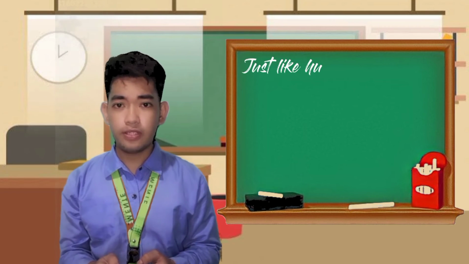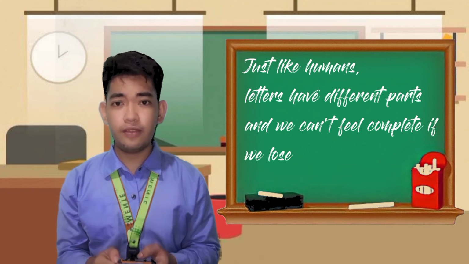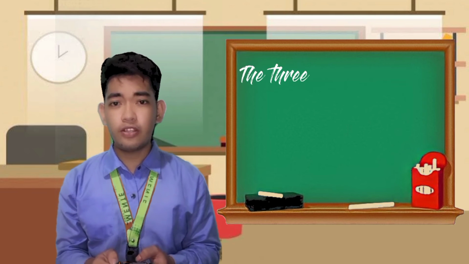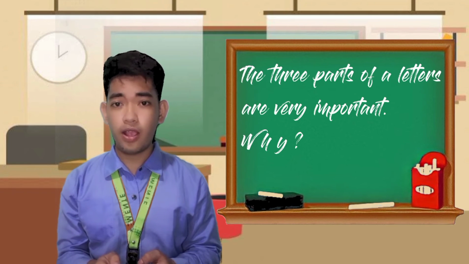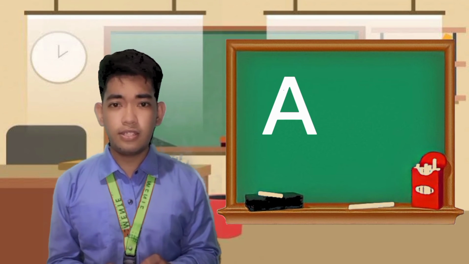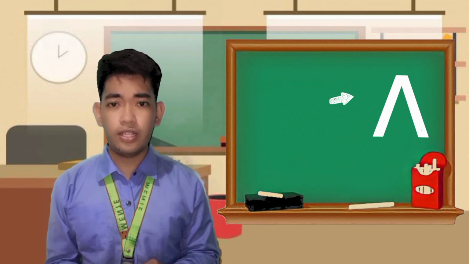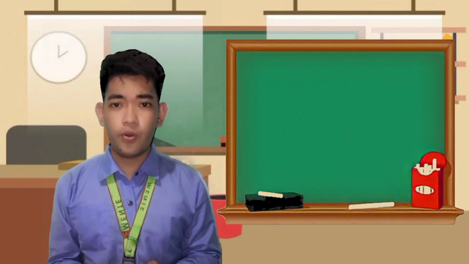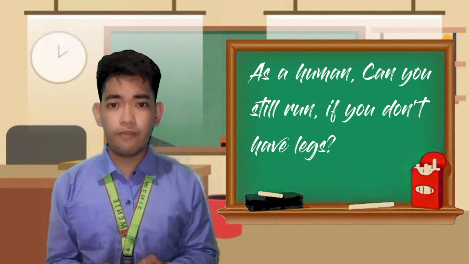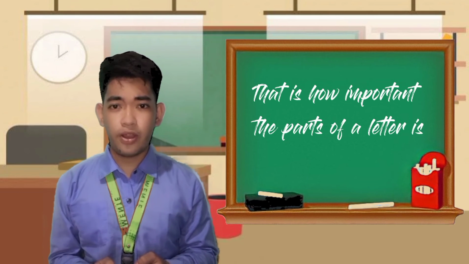Just like humans, letters have different parts and we cannot feel complete if we lose a part of our body, right? The parts of a letter are very important. Why? Because imagine that this letter A doesn't have a crossbar. Do you think that we can read it as letter A? Of course not. As a human, can you still run if you don't have legs? Of course not. That is how important the parts of a letter are.